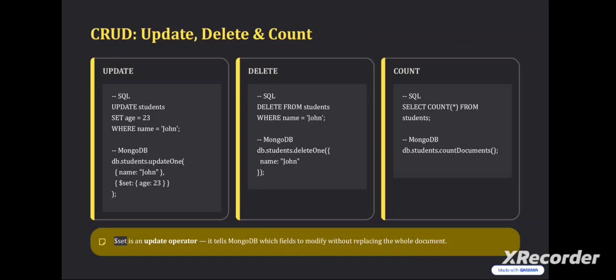Similarly, for deleting, db.collectionName.deleteOne of which document we want to delete. The document matching John has to be deleted. To delete, we have to provide that filter inside the deleteOne method. Similarly, if we want to count the documents, we'll be giving db.collection.countDocuments.